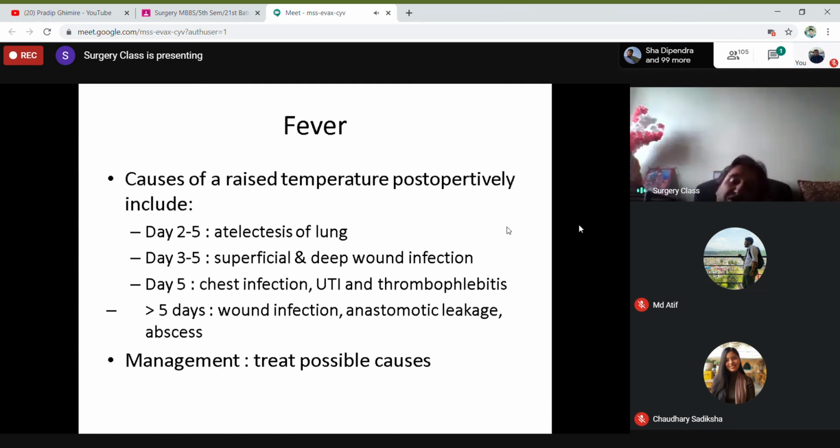So if you see fever in the first day or second day, it is usually due to atelectasis of the lung. So the chest physiotherapy is not good. So you ask the patient to do chest physiotherapy by using various techniques. So first day fever, second day fever, atelectasis of the lung. Most common cause may also be due to stress of surgery on the first day.